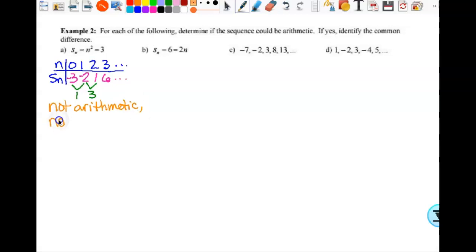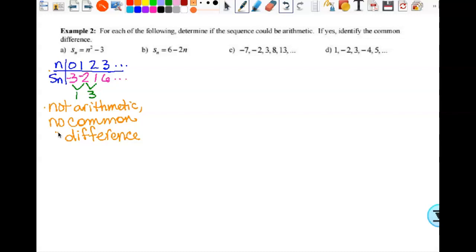No common difference. Ooh, I can't spell. Difference. So this is me answering the question, not arithmetic. This is my reason why. This is my evidence to my reason why. Okay, we good on that? Any questions?